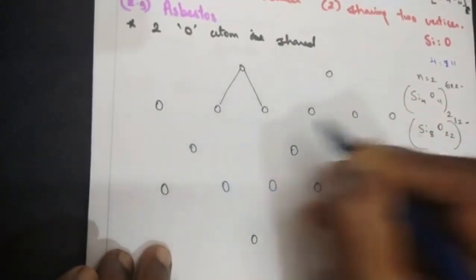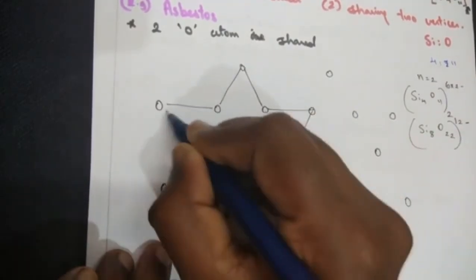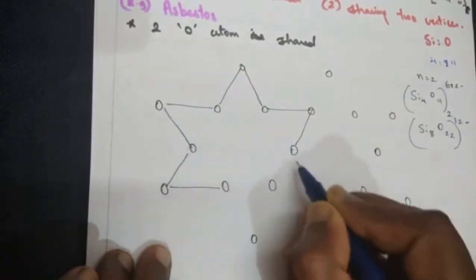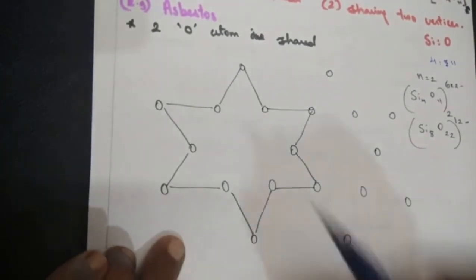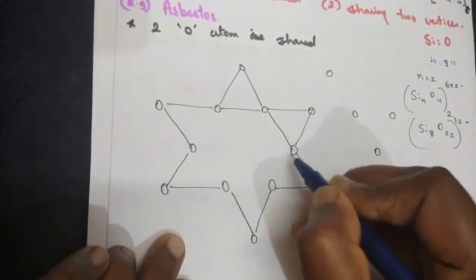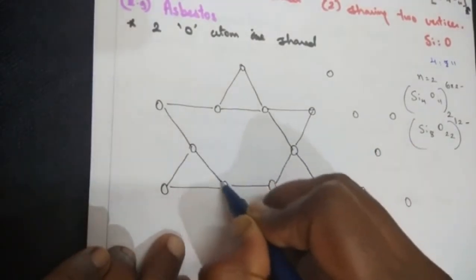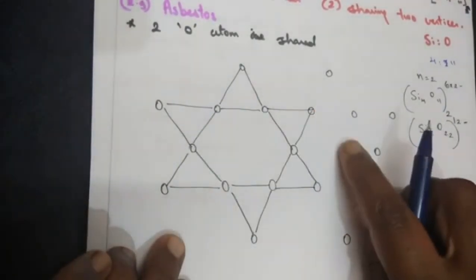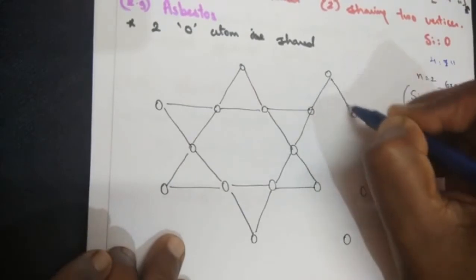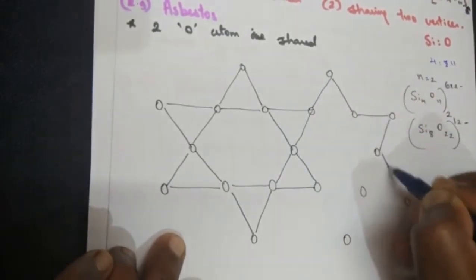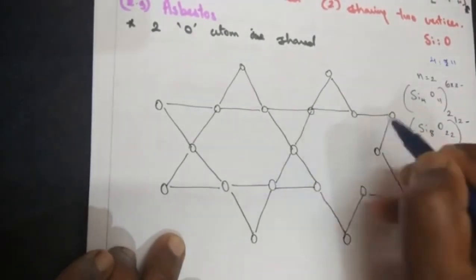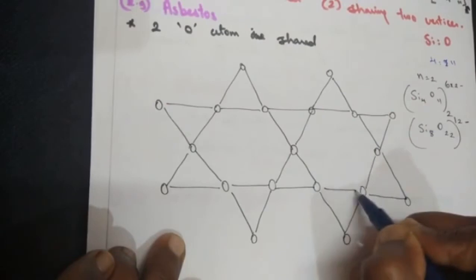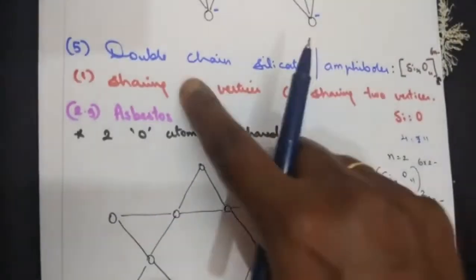As I told you, remember to join the star shape here. So if you are able to draw the star shape, you will not make a mistake with the structure. Join, make them as a triangle, individual triangle. Done. Move back to this one. Join again. Make them as an individual triangle. This is the shape of double chain silicate.